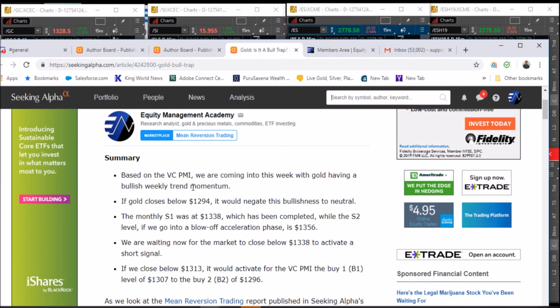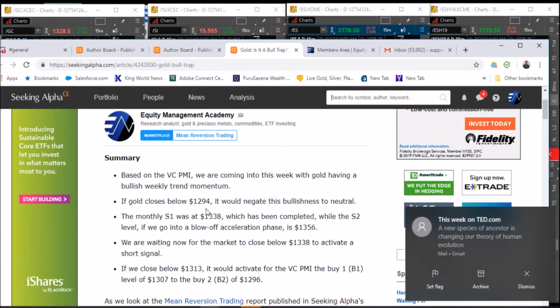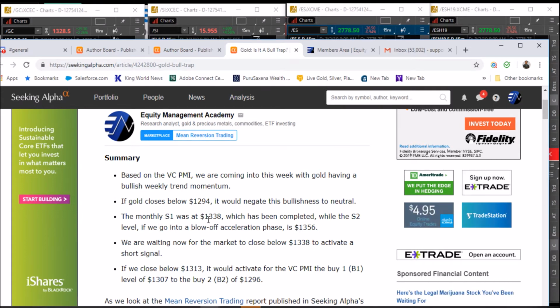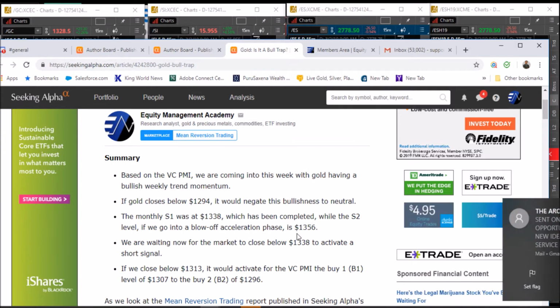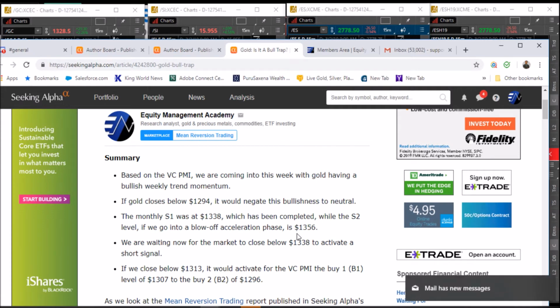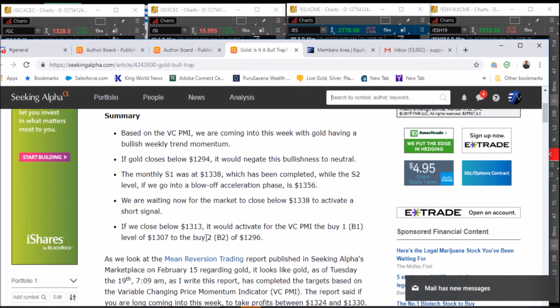Based on the VCPMI, I said at the beginning of the week, we're coming into the week with gold having a bullish weekly trend momentum. If gold closes below 1294, it would negate this bullishness to neutral. The monthly sell 1 was 1338, which was accomplished, while the sell 2 level, if we go into a blow-off acceleration, is 1356. We are waiting for the market to close below 1338 to activate a short signal. If we close below 1313, it would activate the VCPMI buy 1 level of 1307 to the buy 2 level of 1296.